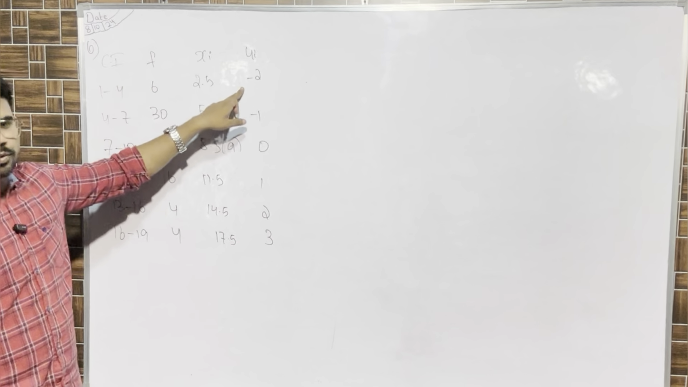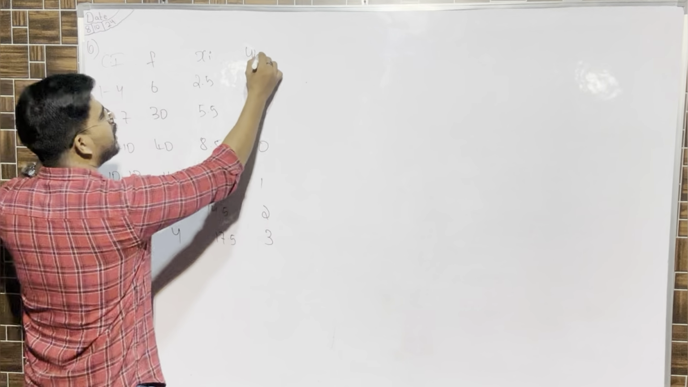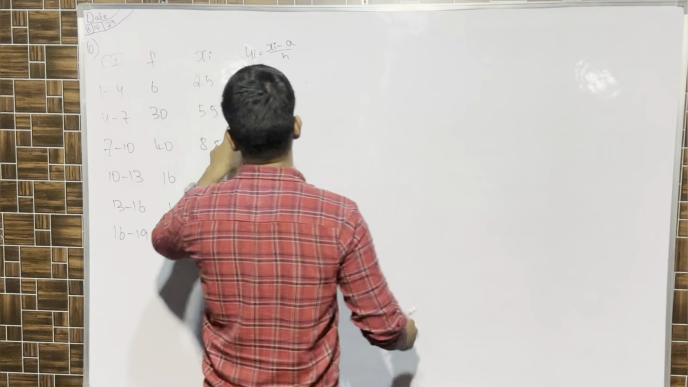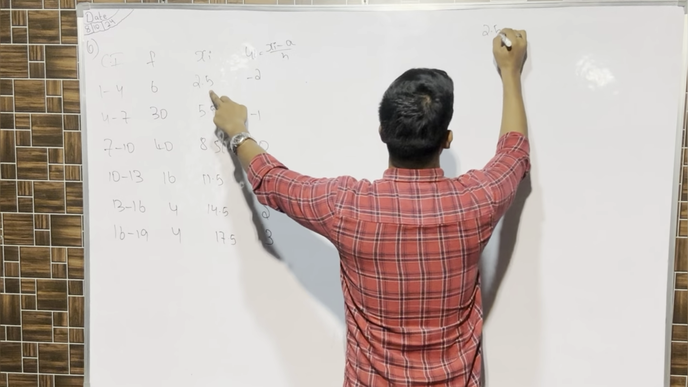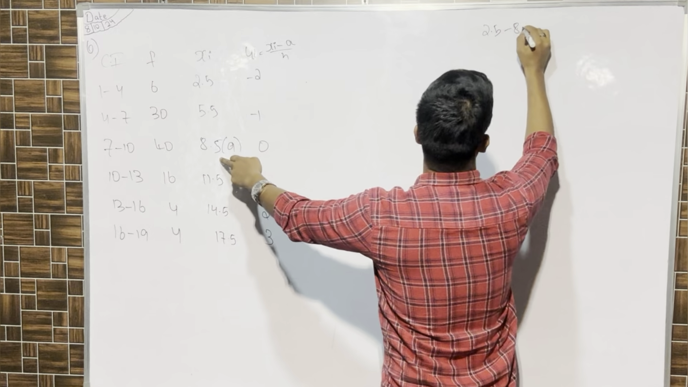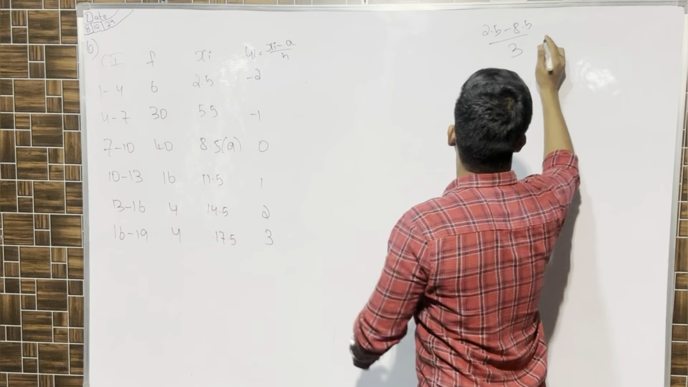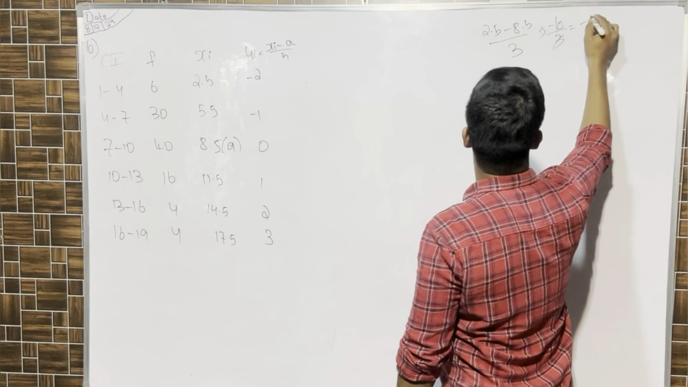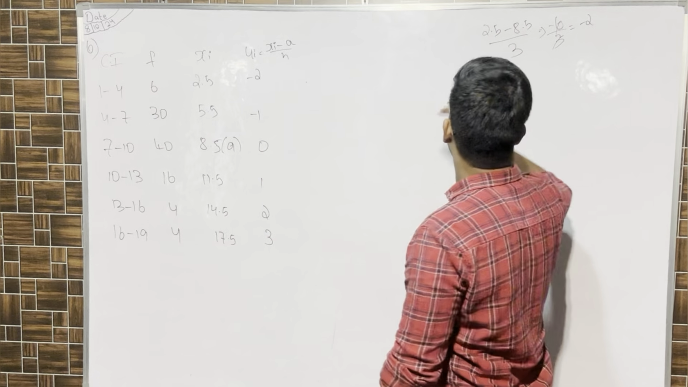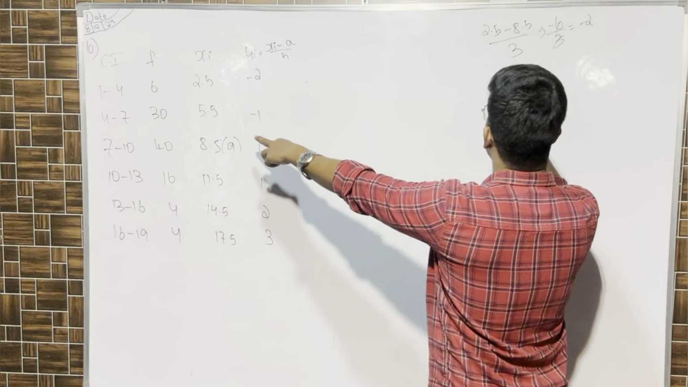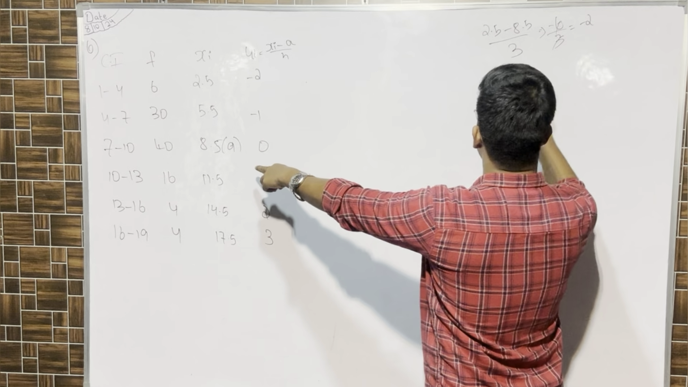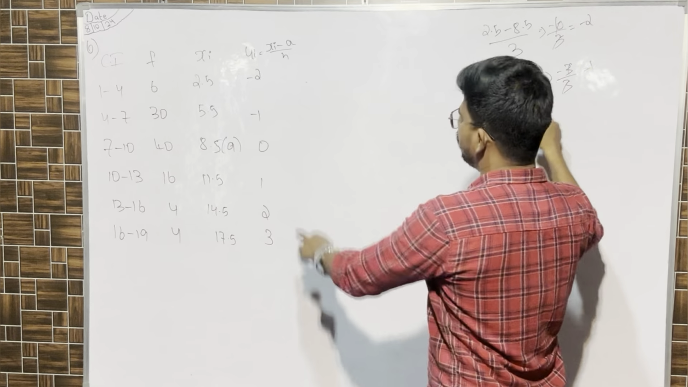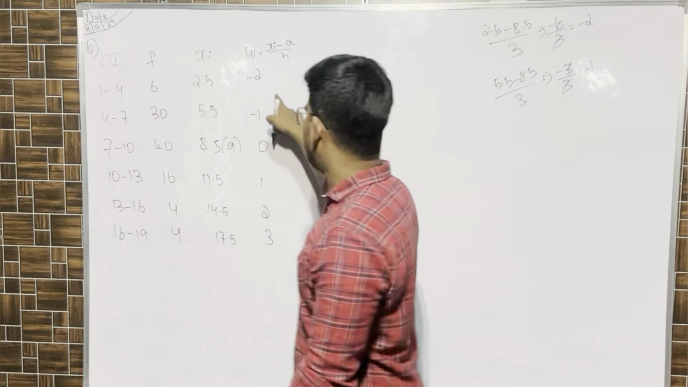Should I show you how minus 2 came? What is the formula for ui? xi minus A divided by h. What is the value of xi in this case? 2.5 minus A, 8.5, divided by h, 3. Right, 2.5 minus 8.5, minus 6, minus 6 by 3, which is nothing but minus 2. Here also in the next case, 5.5 minus 8.5 by 3, which is minus 3 by 3, minus 1. Right, likewise we got all the values.